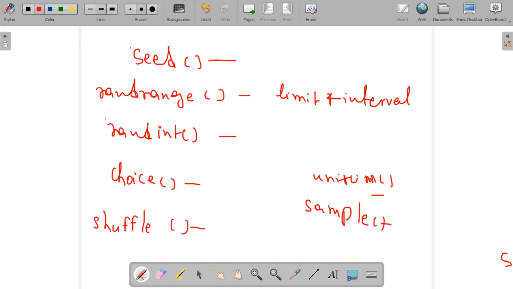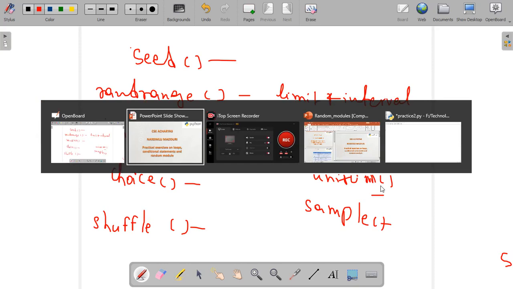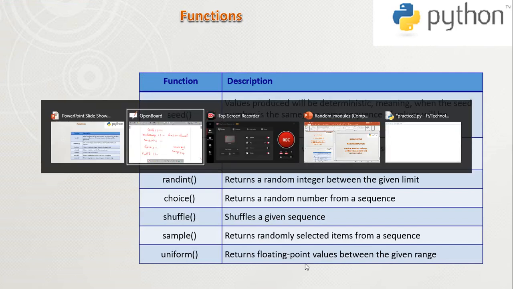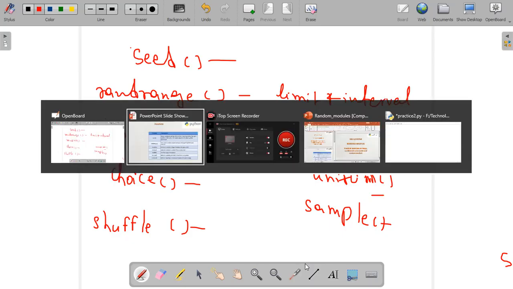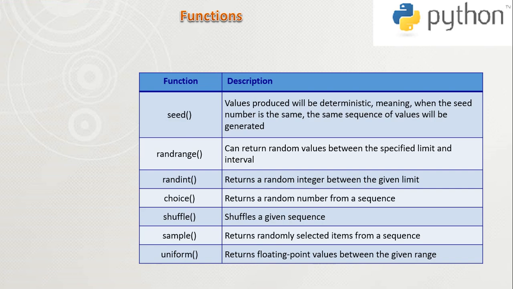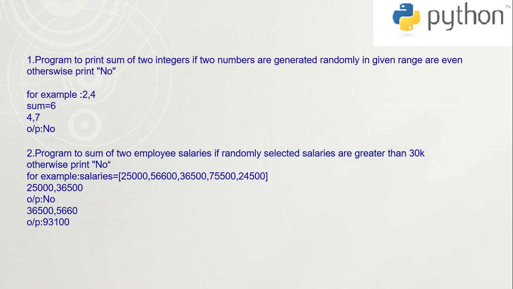Now let me go with a hands-on. I'll show you that. So these are all random related functions. Yeah, let me go with this.